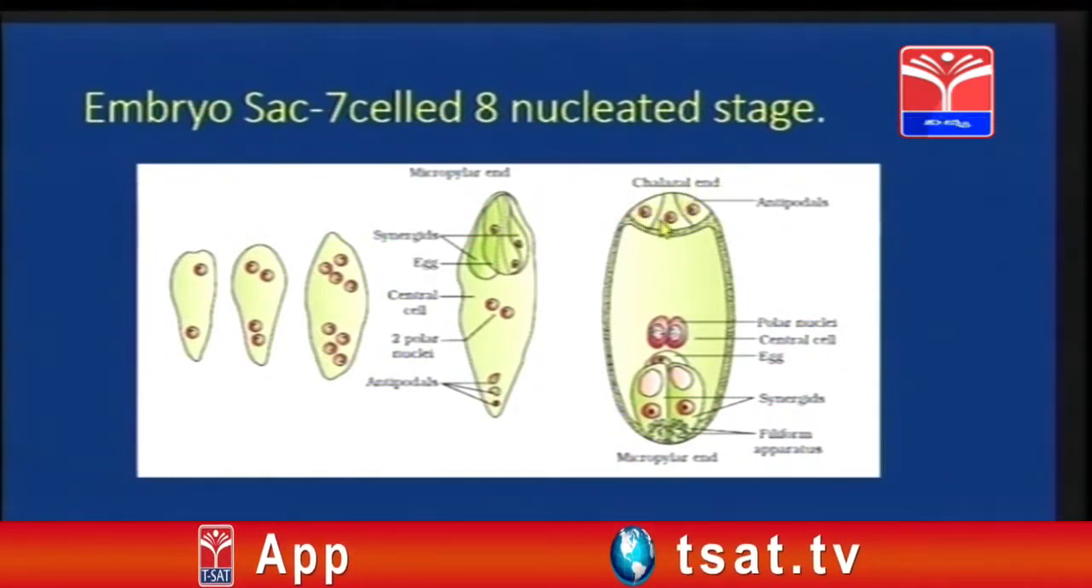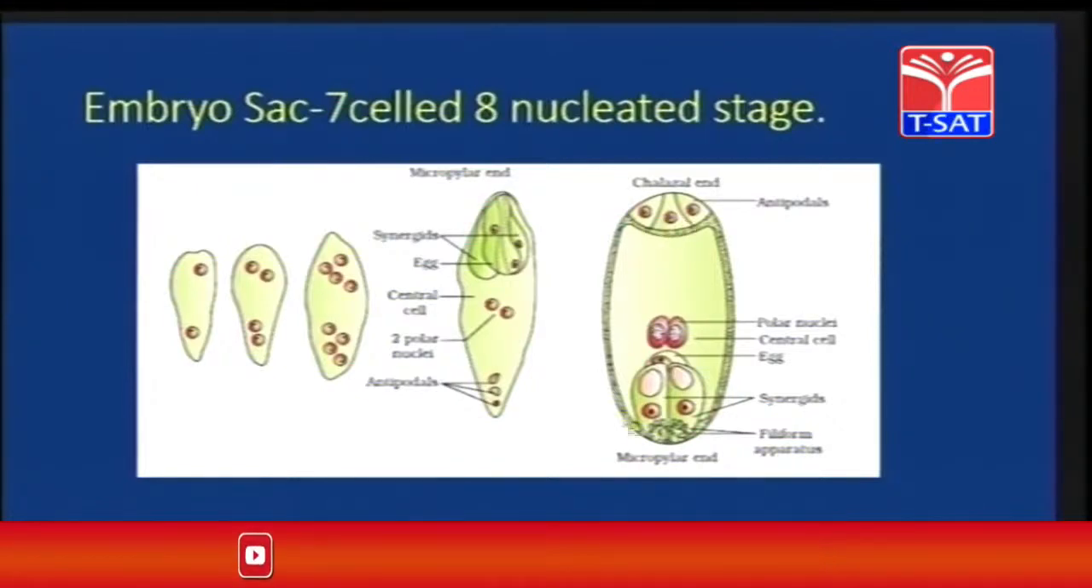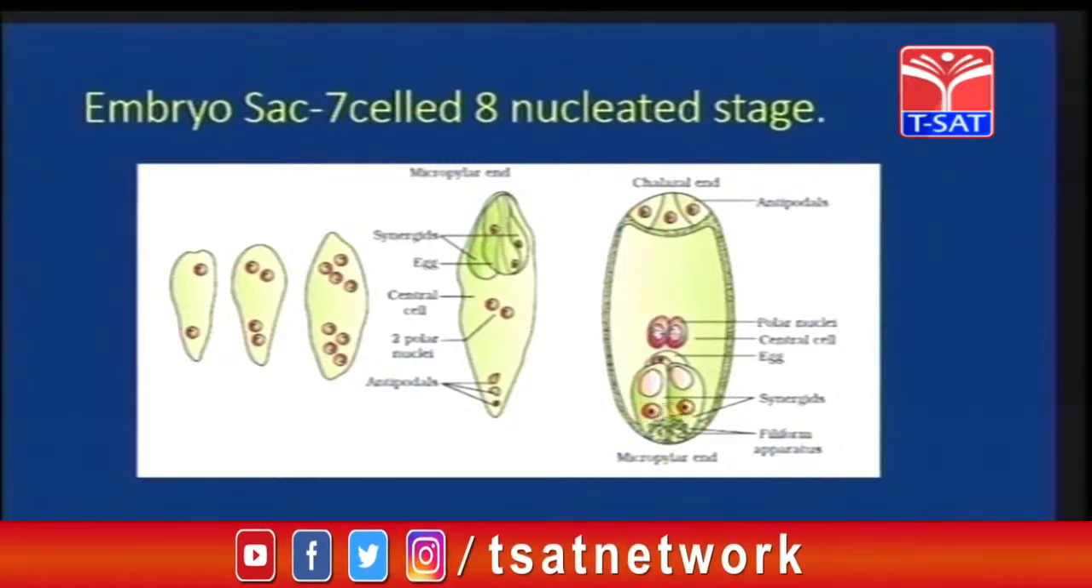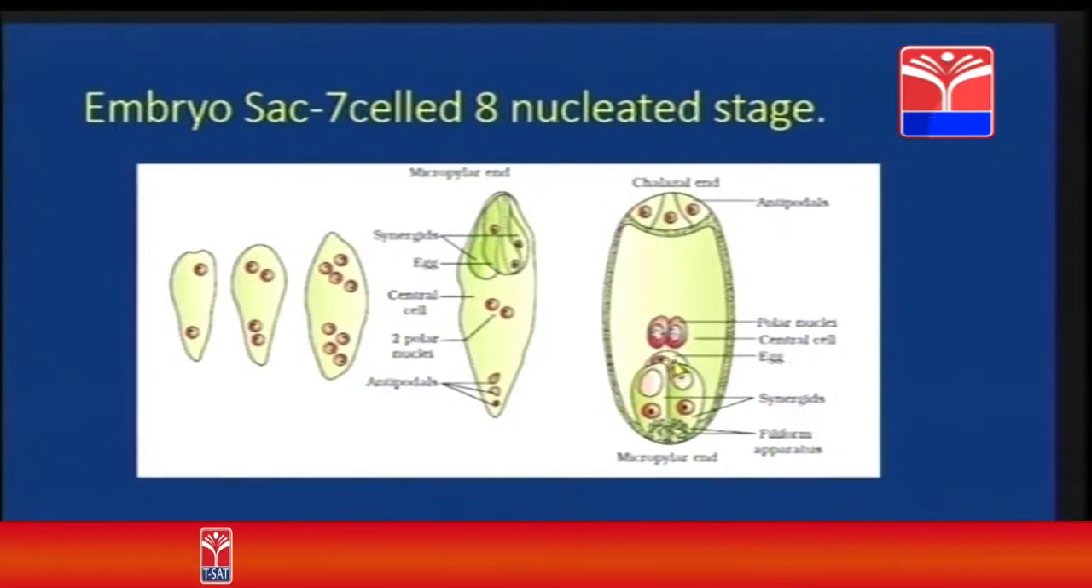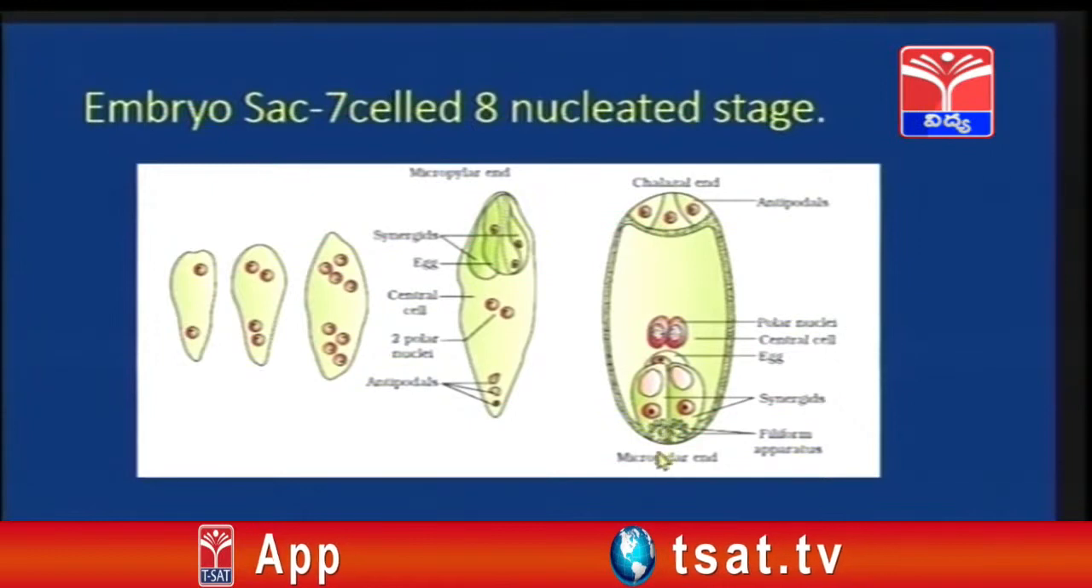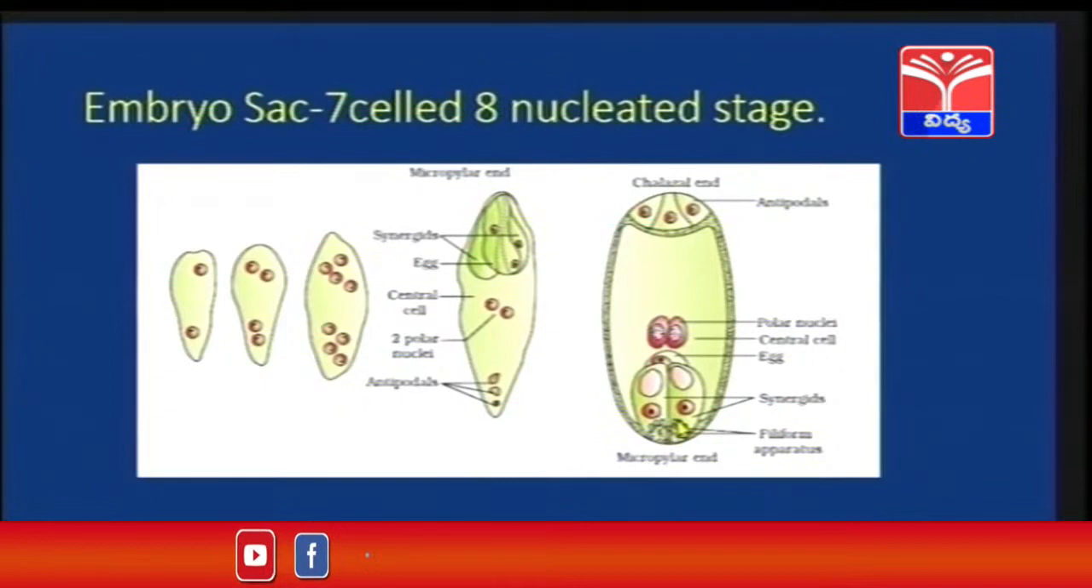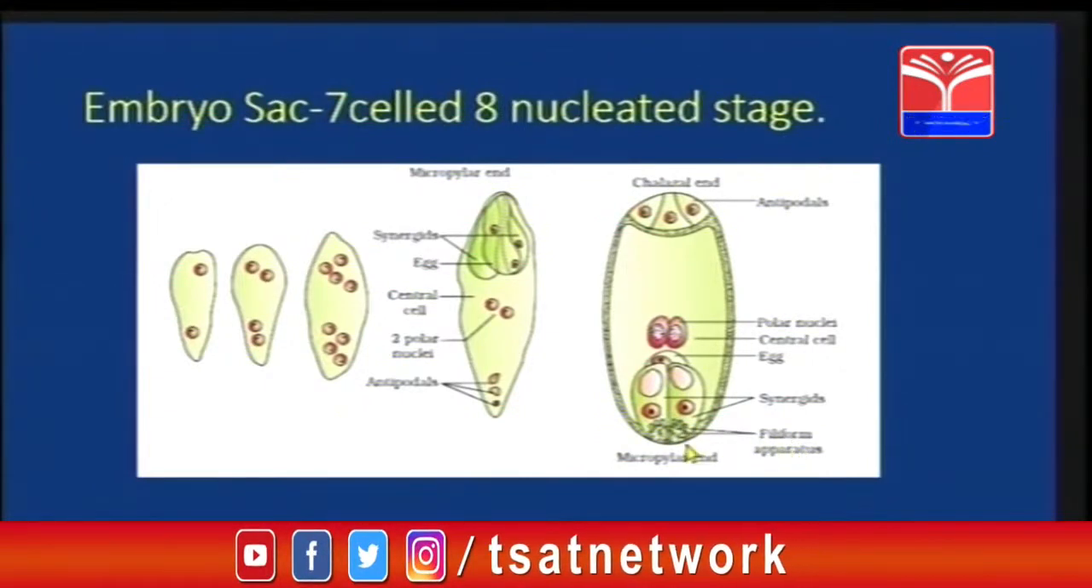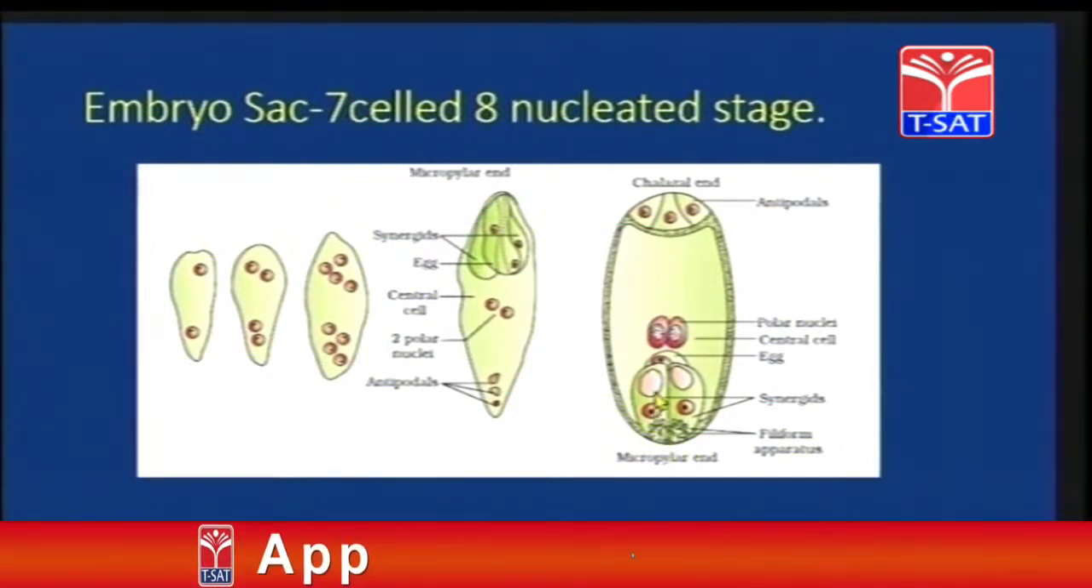So we call that the chalazal end. The chalazal end consists of the 3 antipodals, that is 3 cells with 3 nuclei, and towards the lower side, if you observe, we have 2 synergids with 2 nuclei and 1 egg cell, which consists of 1 nucleus. So these are the 3 cells. As you see over here, the finger-like projections on the synergids are called the filiform apparatus. These filiform apparatus help in the movement of the pollen tube towards the egg cell.